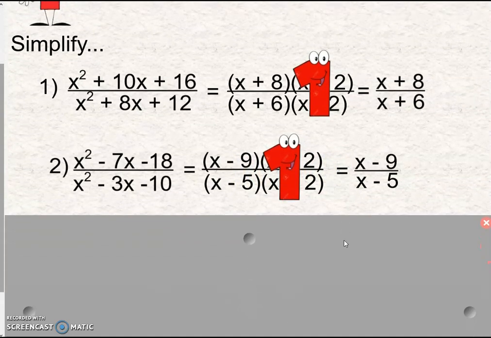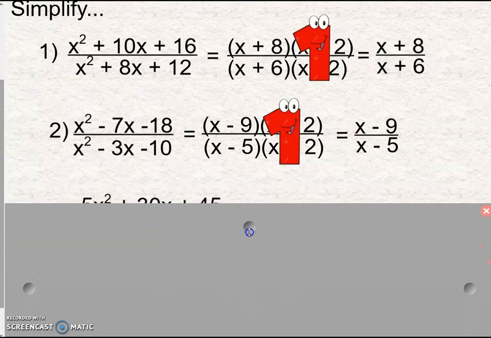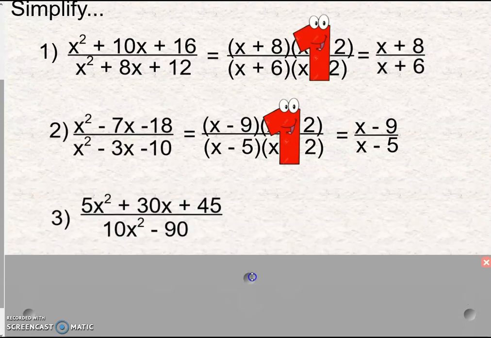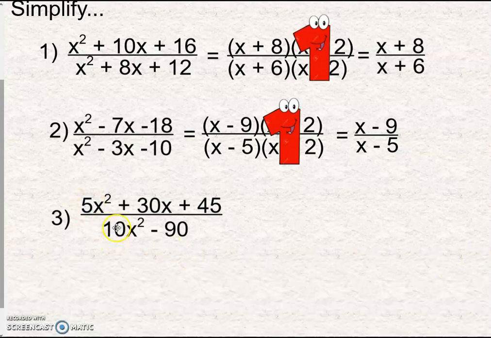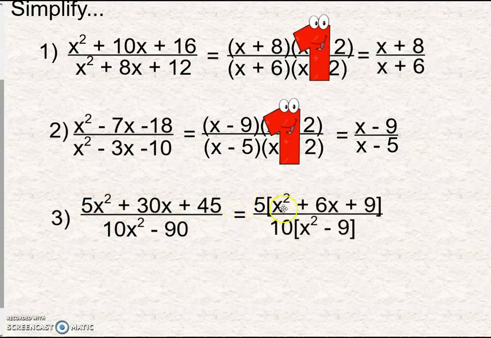Let's try a third one. This one's a little bit more involved. So why don't you take a look at number 3 here. Pause the video, see how you do. Now, number 3, I know it looks scary. I know that you've got numbers in front of the x squared, and you're probably like, oh, this is going to be one of those fun problems to factor. But remember our trick. Anytime you go to factor, the first thing you should try to do is look to pull out a GCF. And sure enough, in the numerator, I could pull out a 5. And in the denominator, I could pull out a 10.